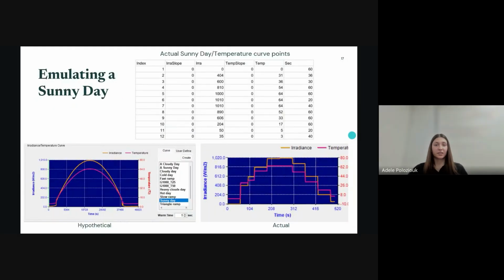Here is the configuration for the sunny day. Here would be the hypothetical or pre-built one, but since I don't want to simulate for 12 hours, that's just too long, I made a user-defined irradiance and temperature curve to simulate the sunny day for just a few minutes instead. Here's the table, and then here's how this table would look to best simulate this curve over here.